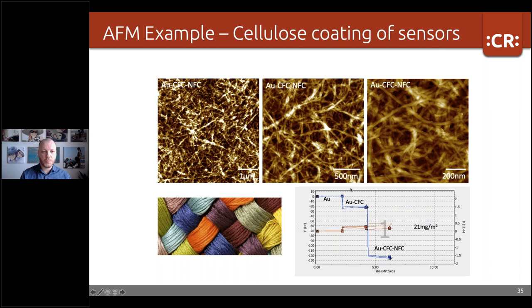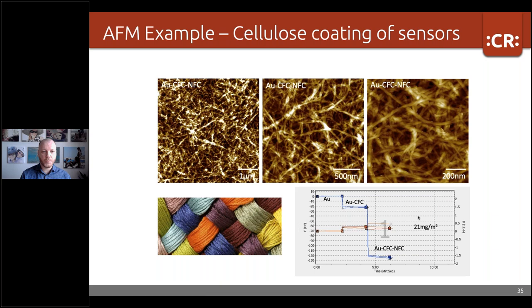We did the same measurements also in air. So this is QCM data for gold and then modified with the cellulose, but measured in air instead. And then you actually can get the dry mass of the adsorbed cellulose on the surface. They also wanted to be able to reuse these substrates because the QCM-D sensors are quite expensive, so it's really good if you can actually use them several times.